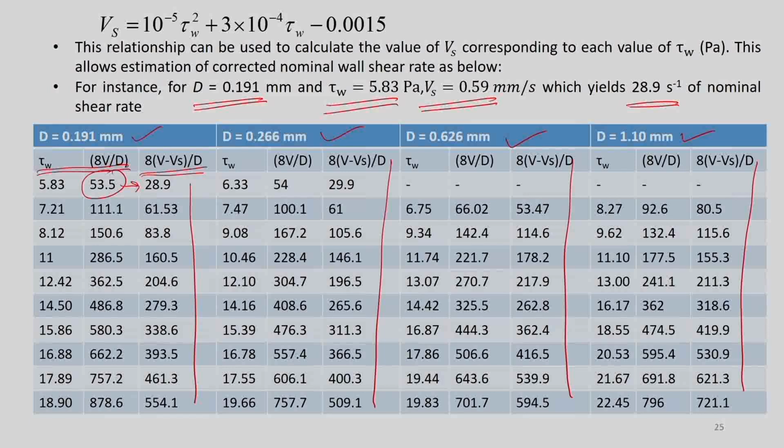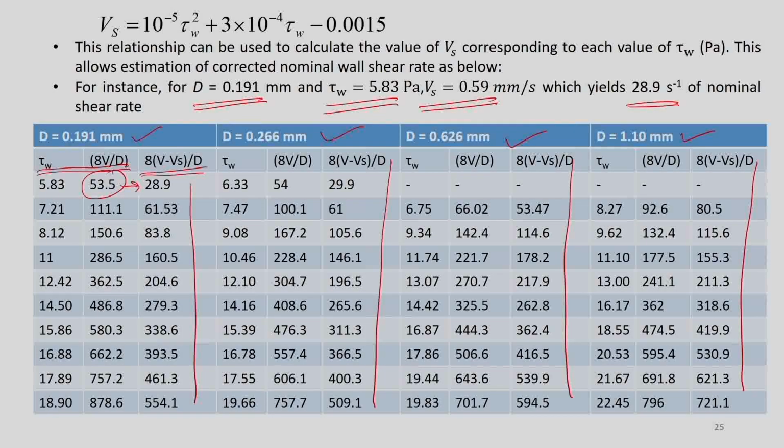That is what we have seen when the wall slip is playing a role: the nominal shear rate is expected to be much smaller compared to the nominal shear rate when the wall slip effects are not included. That is true for almost all cases.